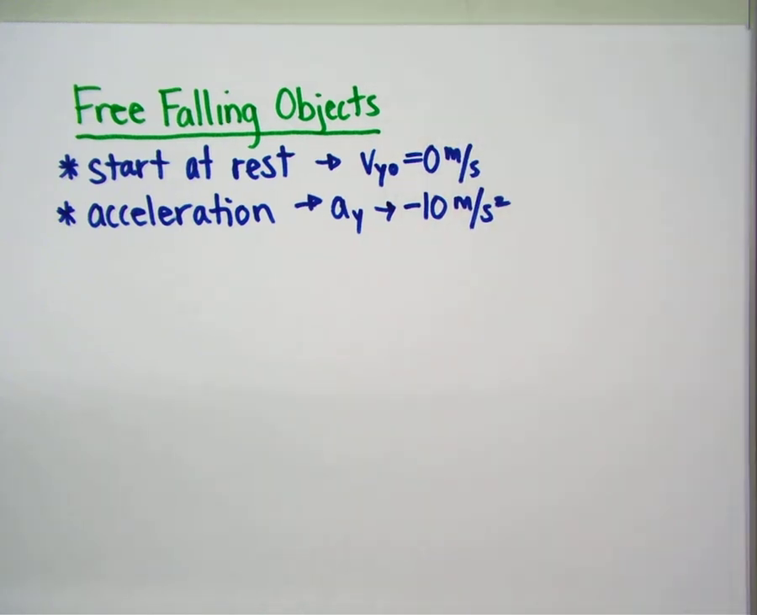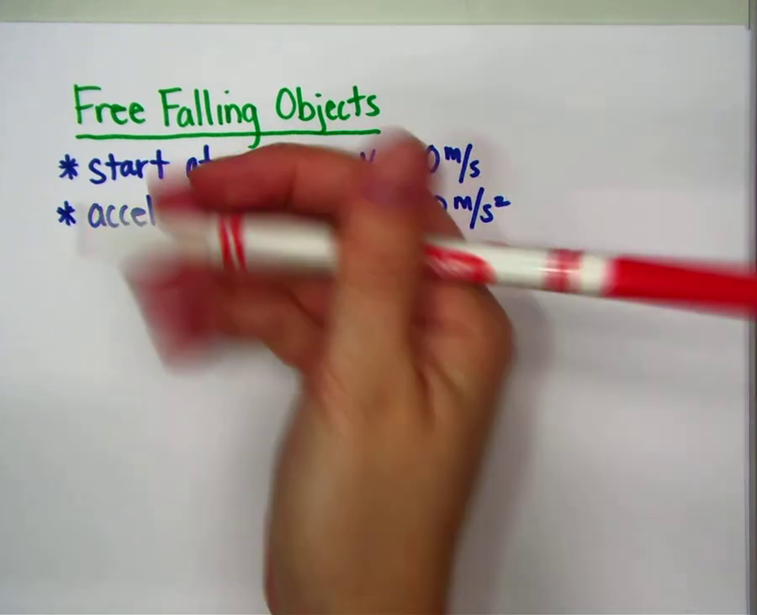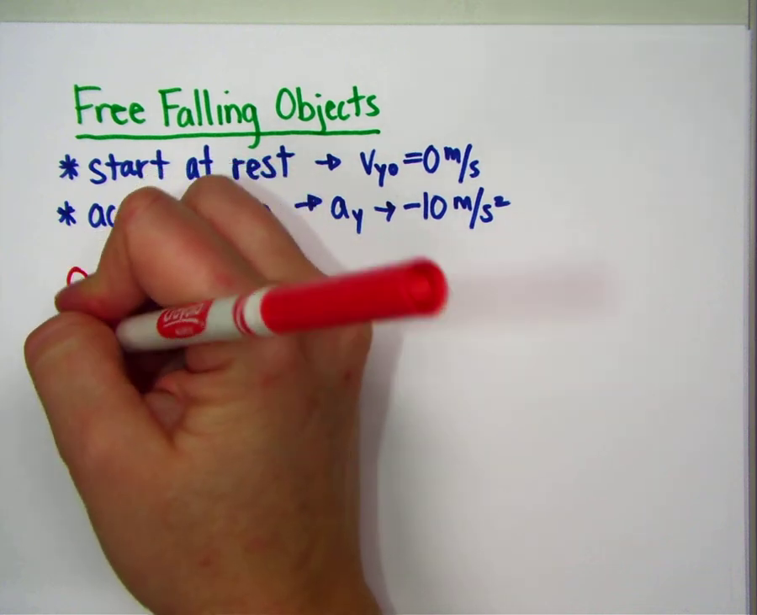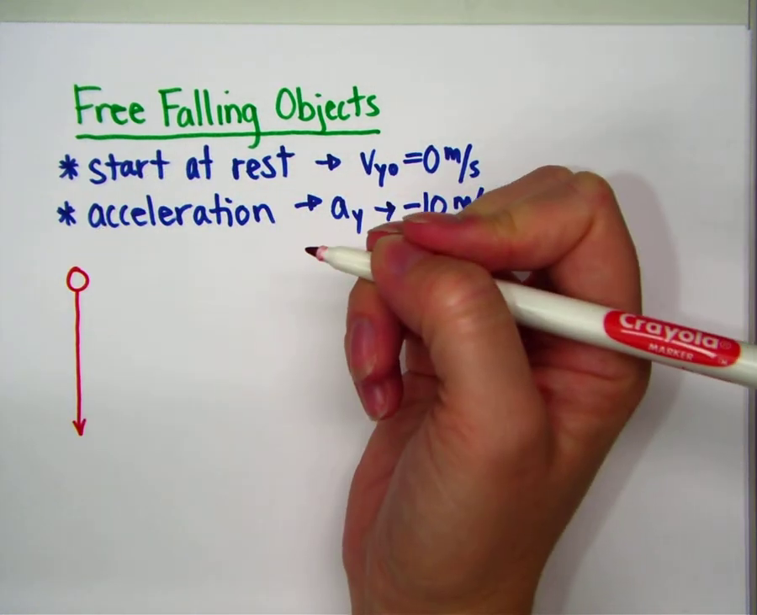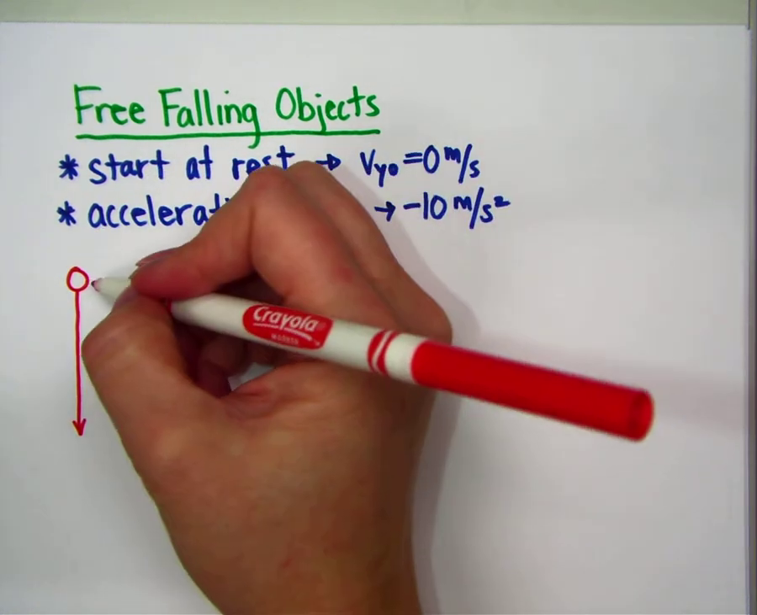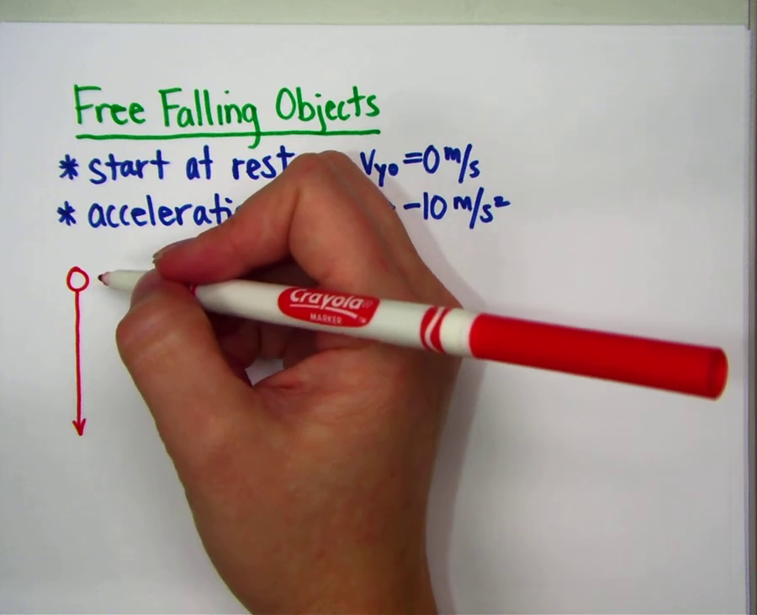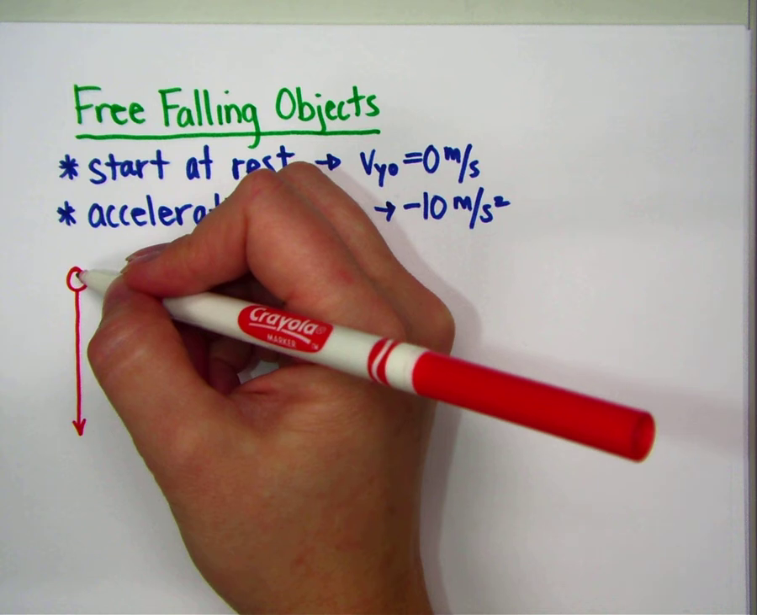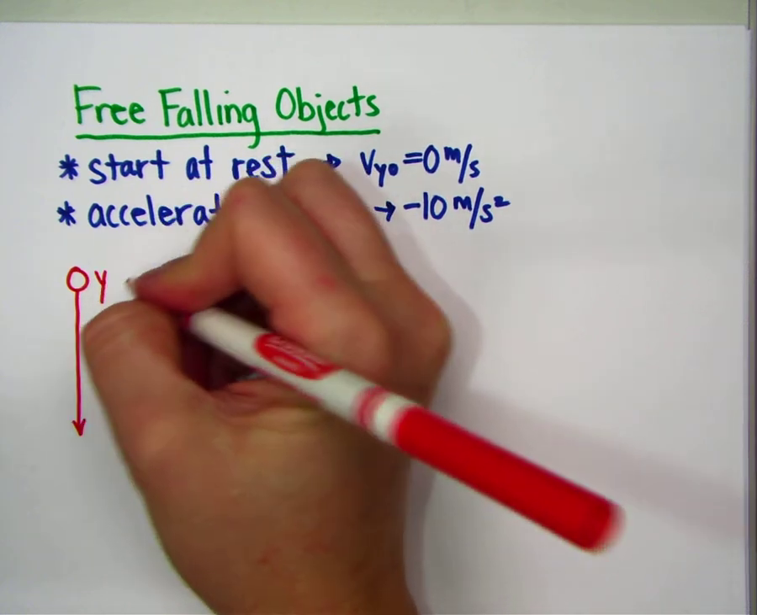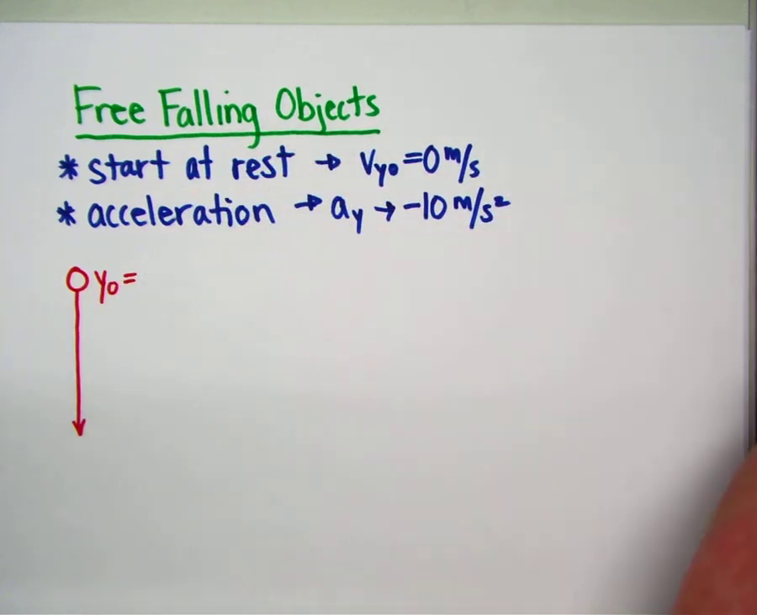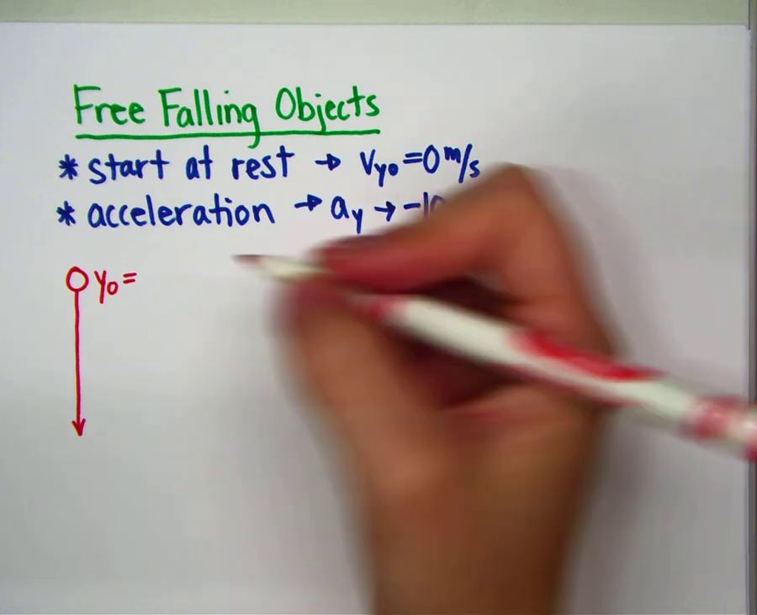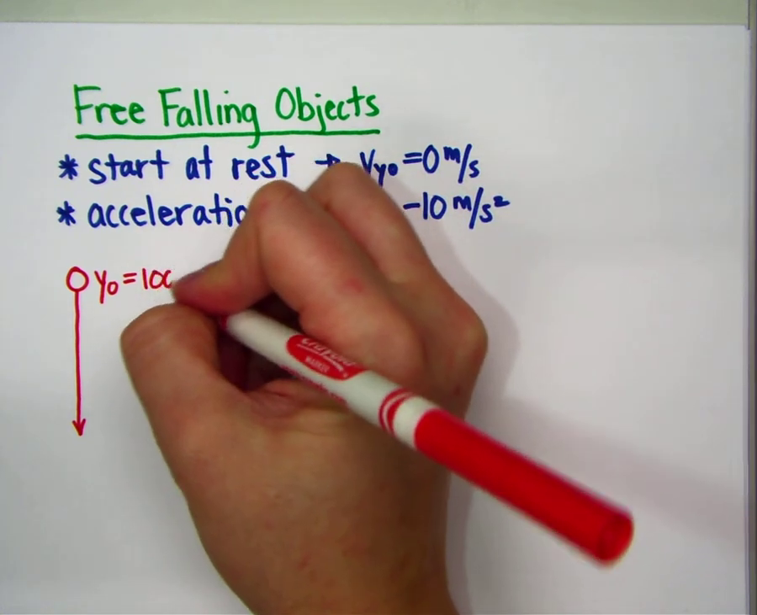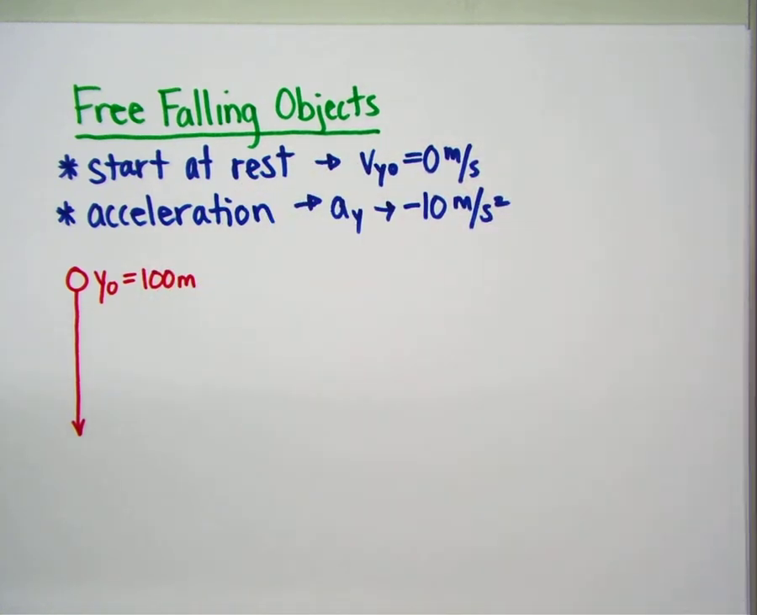If I have an object that falls from a height, okay, that height is my maximum height. That should make sense. It can't fall up. It's not going to get any higher than where it starts. And that is my initial position. Okay, let's pick a number. Let's say it's 100 meters in the air. Okay, remember we're using metric just in case you forgot.